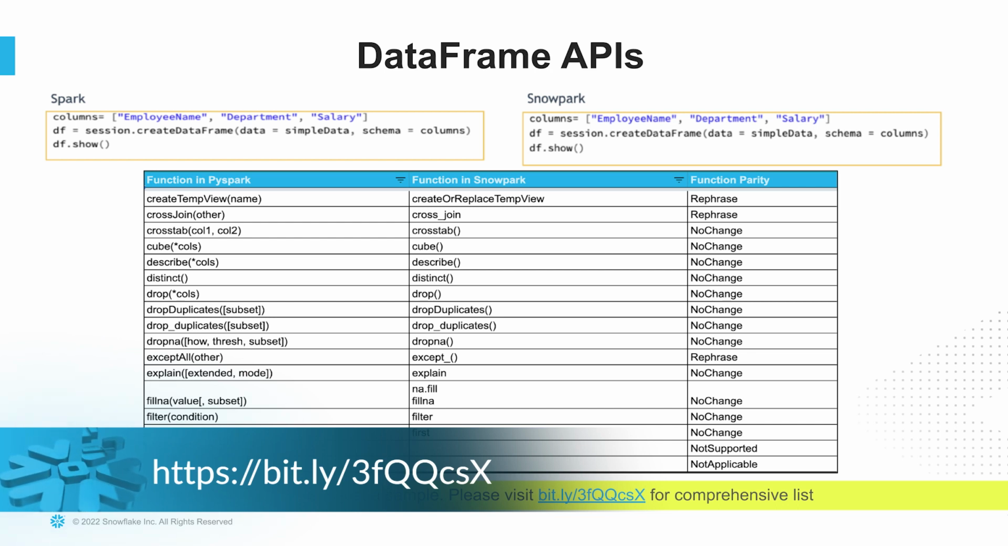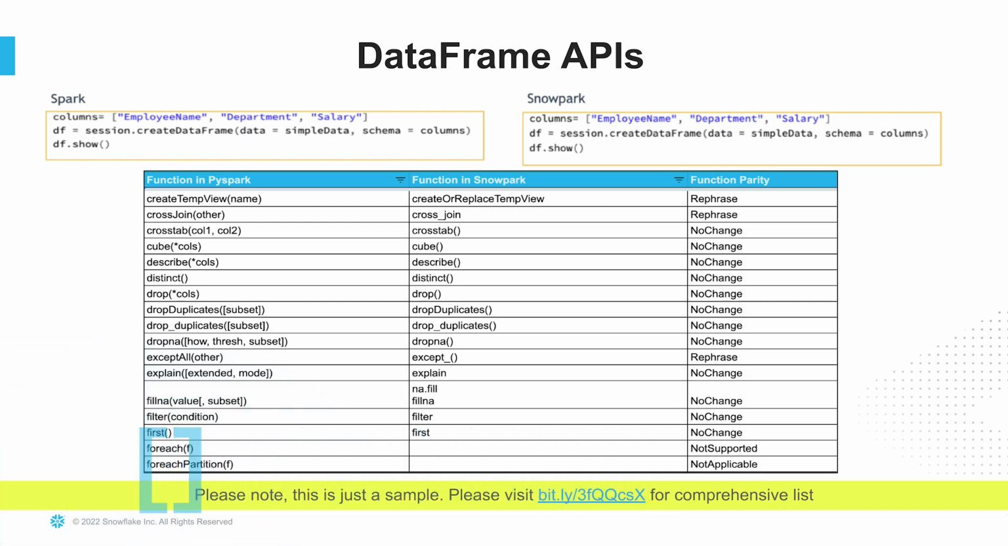You can refer to this mapping document in the link, where you can see on the left side the functions in PySpark, then the functions in Snowpark, and then we have captured function parity. Function parity says if there is no change, basically all these functions work as is in Snowpark as well, so you don't have to do any changes. If you see the word rephrase in the function parity, it means the PySpark function has to be rephrased into a Snowpark function. All this is already catered for by automated tools like LTI's, but you can always refer to this document, and it is publicly available for you.